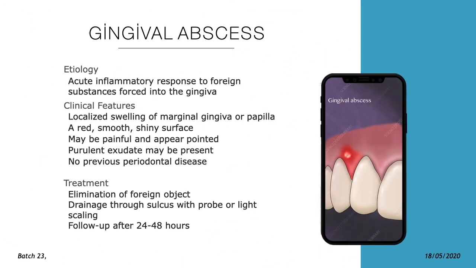For gingival abscess, the etiology is an acute inflammatory response due to a foreign substance forced into the gingiva. The clinical features will be a localized swelling on the marginal gingiva or a papilla, with a red, smooth, shiny surface. It may be painful and appears pointed. There will be purulent exudate, and no previous history of periodontal disease. The treatment is to eliminate the foreign object. You drain the abscess, and it will resolve by itself within 24 to 48 hours.